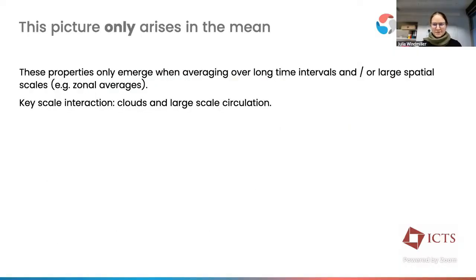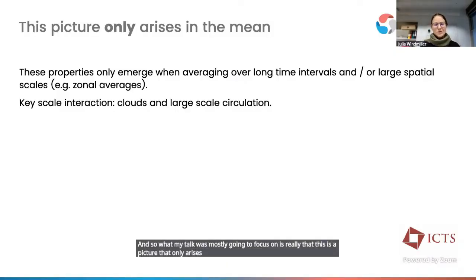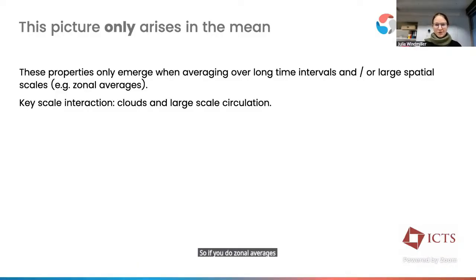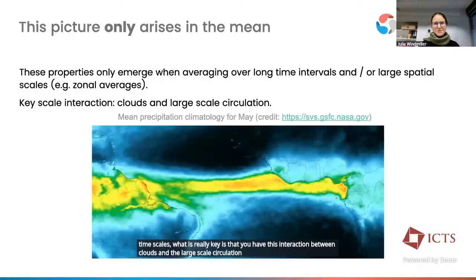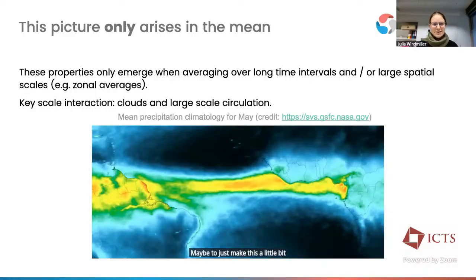What my talk is mostly going to focus on is that this is a picture that only arises in the mean. What do I mean by this? The properties I've just described are properties that emerge when you look over a long time scale or a large spatial scale, so if you do zonal averages or monthly averages. On shorter time scales, what is really key is the interaction between clouds and the large-scale circulation.